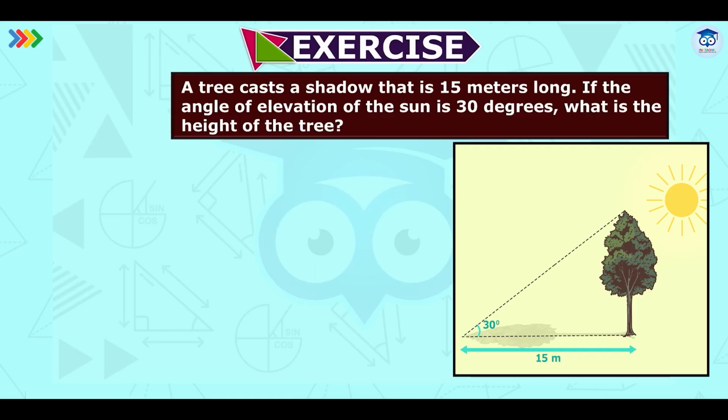Okay. Next, we have a tree that casts a shadow that is 15 meter long. So the shadow length is 15 meter, right? And the angle of elevation of the sun is 30 degree. So what is the length of the tree? So we are going to find this, that is the height, right?